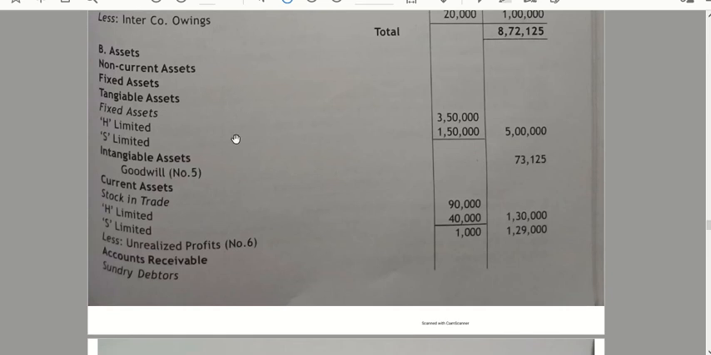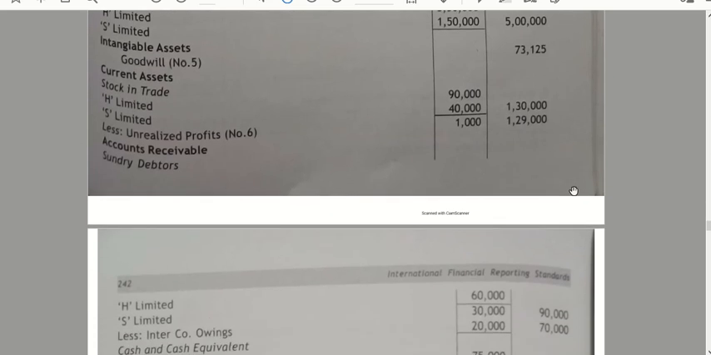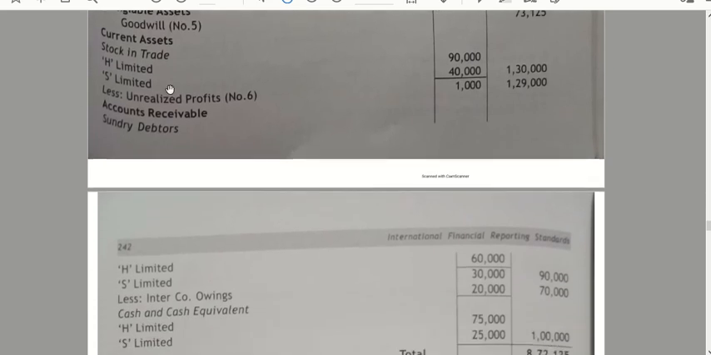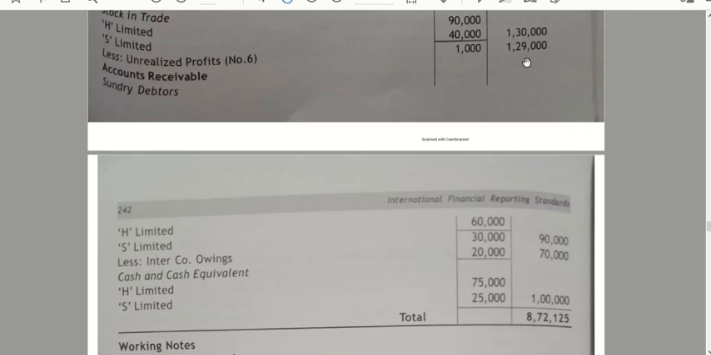Moving on to your asset side, under that we have non-current assets. Under non-current assets, we have fixed assets and tangible assets. Fixed assets, H Limited is 3,50,000, S Limited is 1,50,000, total is 5 lakh. Intangible asset, goodwill is 73,125. Current assets, stock in trade, H Limited is 90,000, S Limited is 40,000. Total is 1,30,000. Minus your unrealized profit of 1,000, you get 1,29,000.